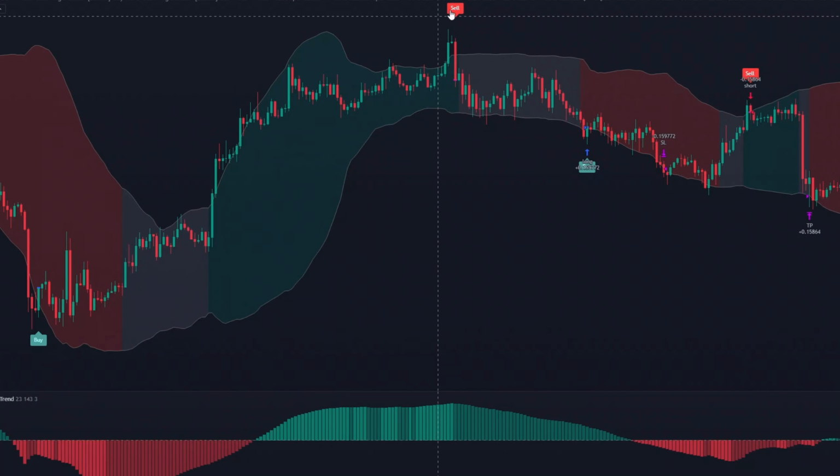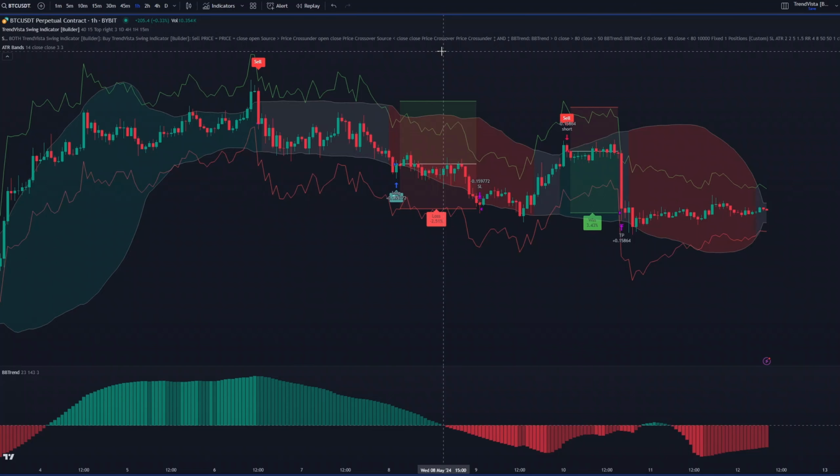As you can see here we have the ATR bands and our stop loss is exactly at the ATR level, whereas for a short position it is exactly the same. So now that we have configured all our strategy, let's jump into backtest results.